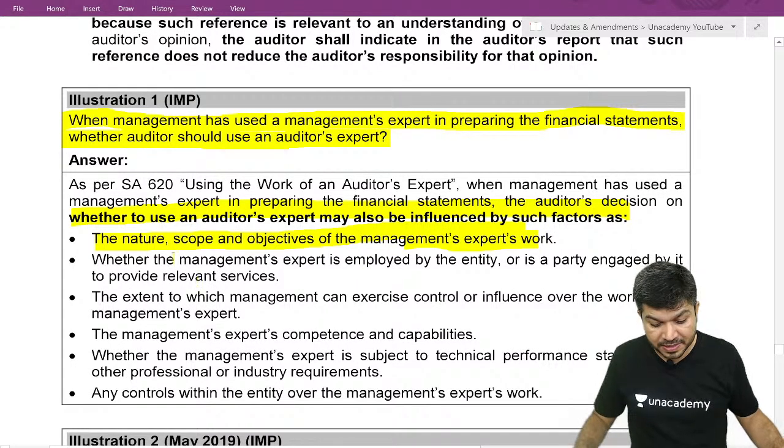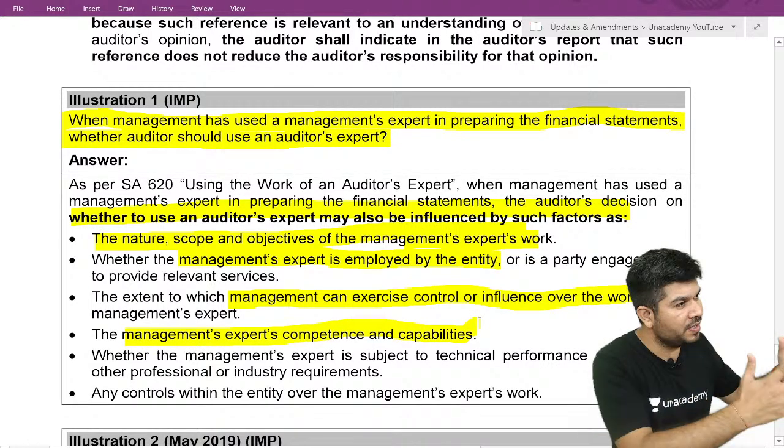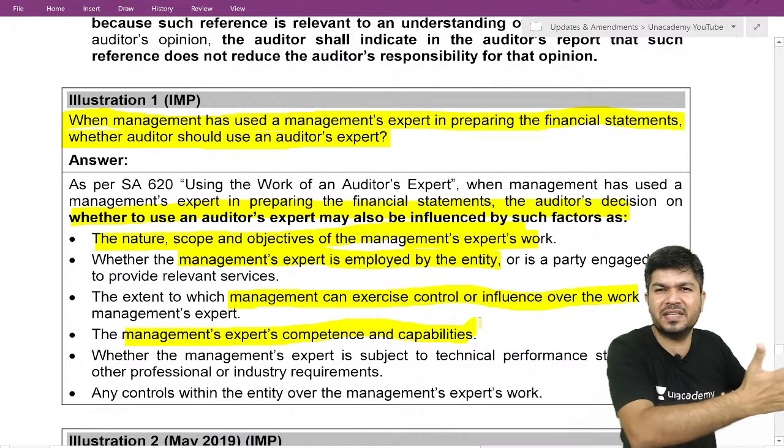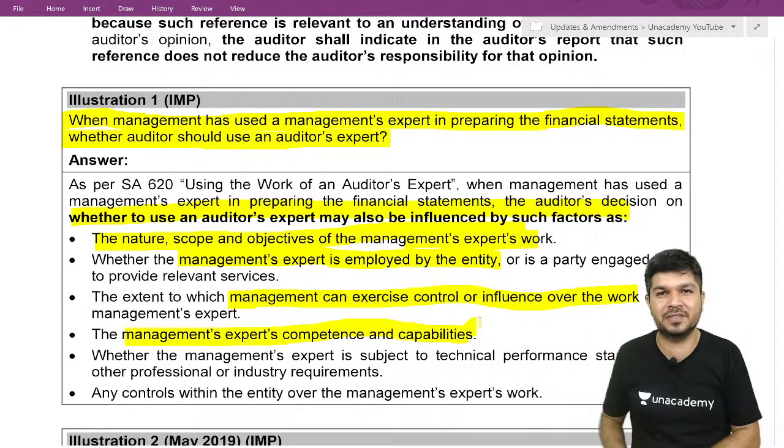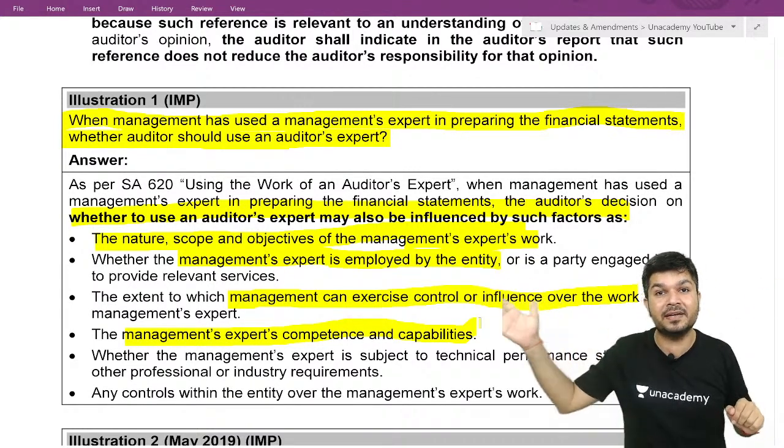Whether the management expert is employed by the entity. Whether the management expert is working independently. Whether the management expert has competence and capability. If he has competence and capability, if he has worked independently, then I may not hire another expert. But if I feel he has not worked independently, if I feel he doesn't have competence, then I may take another expert.